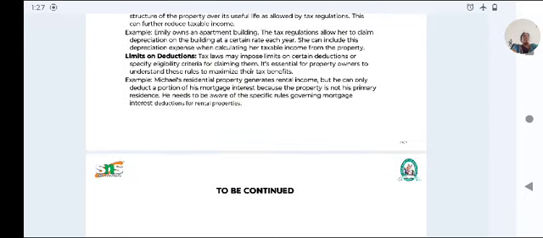The property generates rental income but he can only deduct a portion of the mortgage interest because the property is not his primary residence. He needs to be aware of the specific rules covering the mortgage interest deduction for the rental property.